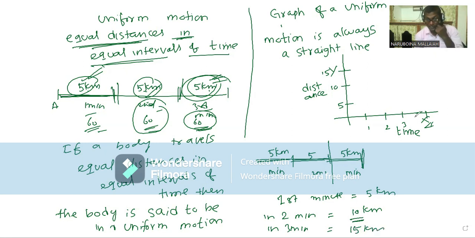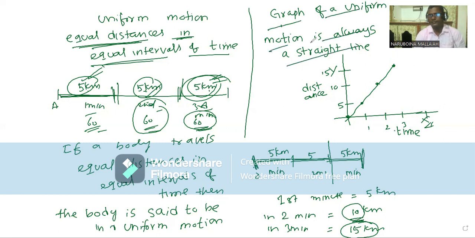Now for this, I am drawing the graph. In the first minute, it travels 5 kilometers, so here 5 kilometers. In 2 minutes, it travels 10 kilometers, so put 10 here. In 3 minutes, it covers 15 kilometers, so go up to distance 15. This point is at rest, so you can write 0. Now join these dots. What did I get? A straight line. The graph of uniform motion is always a straight line.